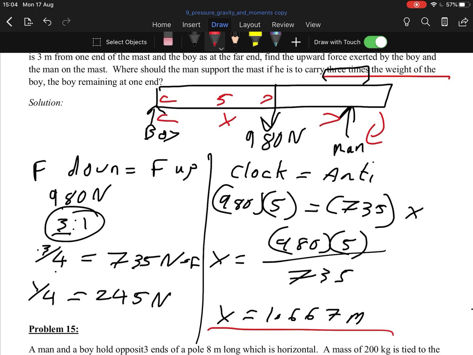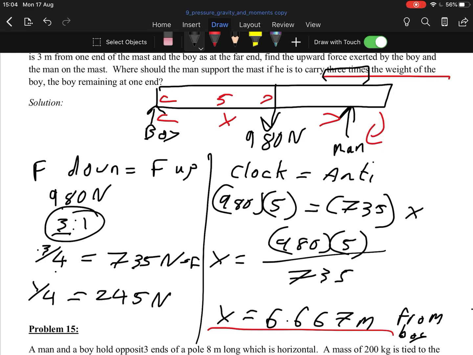In other words, the man would be... no, my maths is wrong there. That doesn't make sense, because that'd be from the boy. So let me rub that out. So we would have 980 times 5. I don't know where my maths is wrong there, but that's very wrong. Minus 735, divided by 735. There we go. Not 1.666. 6.667 meters from the boy. So my maths already was incorrect. I don't know where I got 1.66, but I noticed.